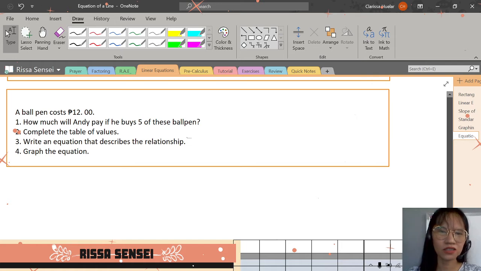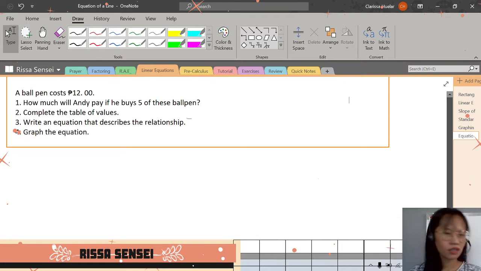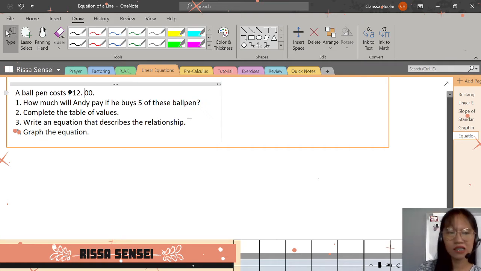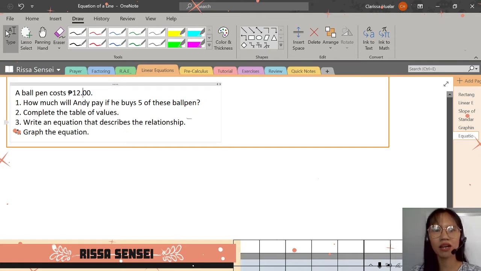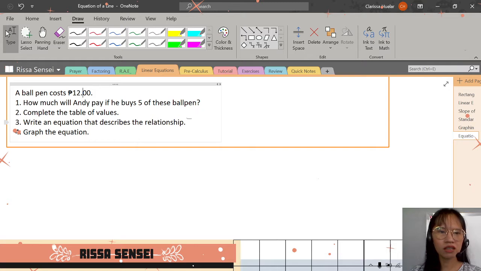So, continue lang natin yung dinescuss yesterday. So, by problem solving, yan. A ball pen costs 12 pesos. And the questions are, how much will Andy pay if he buys 5 of this pen? Number 2 is we will complete the table of values. Ito ay kasi galing from the module, bibigay ko yung table of values later. Number 3 is to write an equation that describes the relationship. And number 4 is to graph the equation.